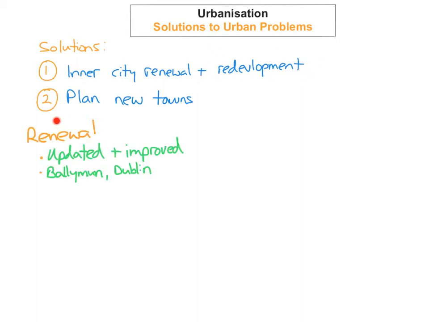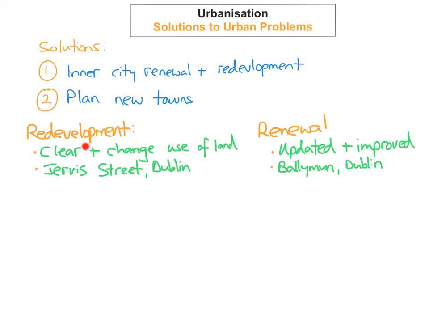So we're just putting a quick update here. Renewal is basically the update and the improvement of the area. They improve the community services, the job opportunities and the houses in the area. An example of this would be Ballymun in North County Dublin, where they knocked down all the high-rise flats and replaced them with family homes, more modern apartments and some office blocks. So they basically regenerated the area.